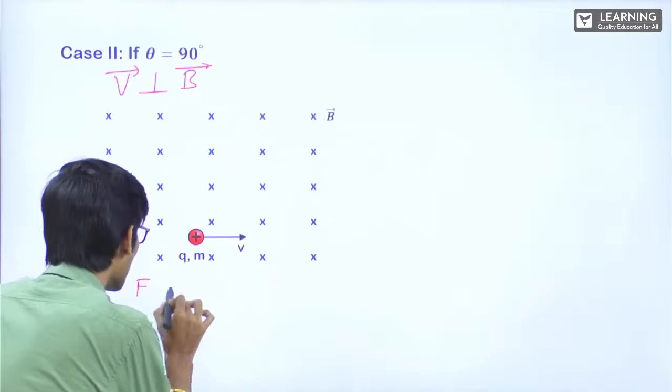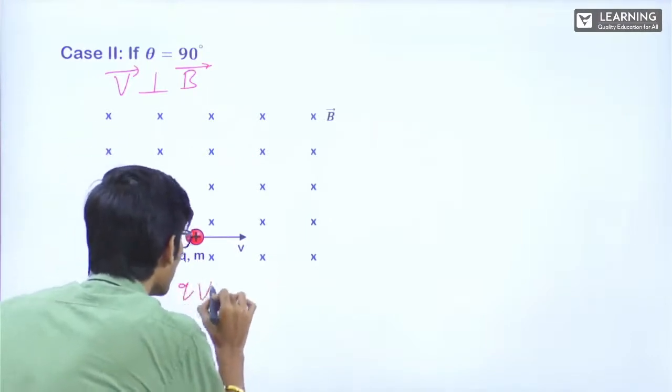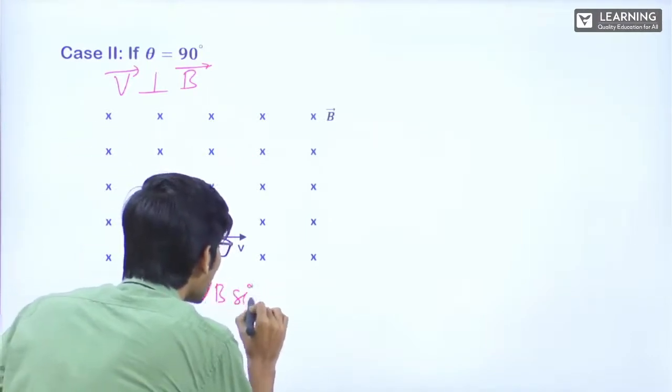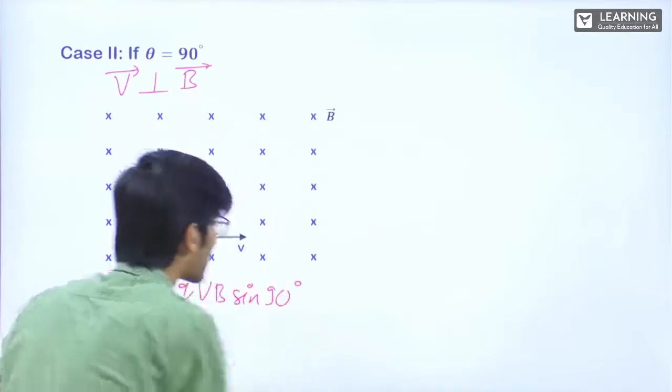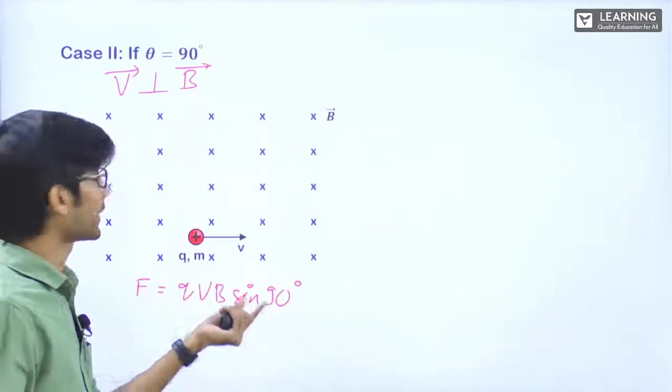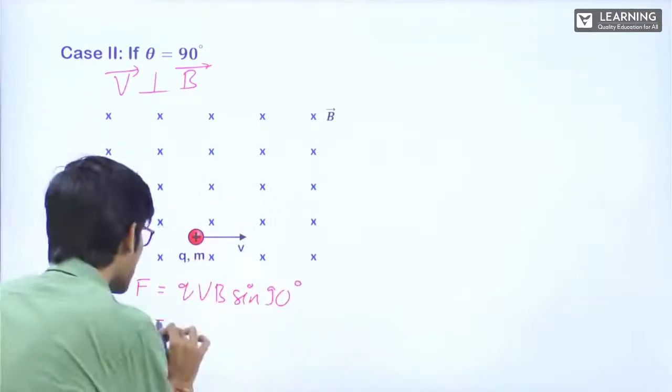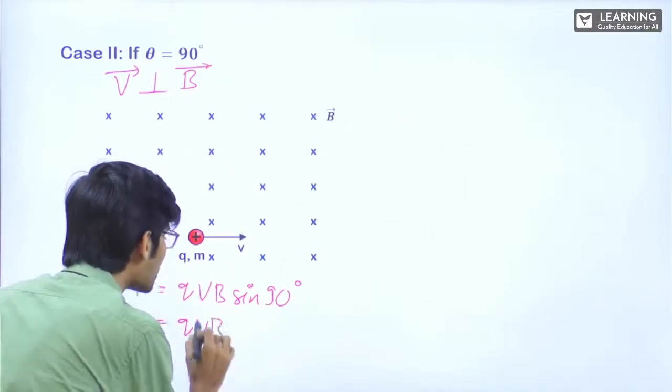F is equal to QVB sin 90. Theta is the angle between V and B, sin 90, so that is QVB. This is the force experienced by the charge.